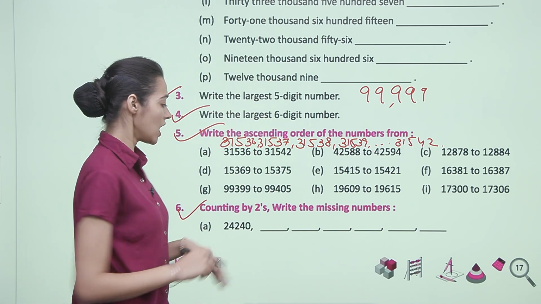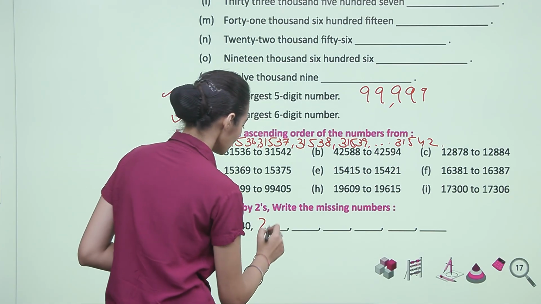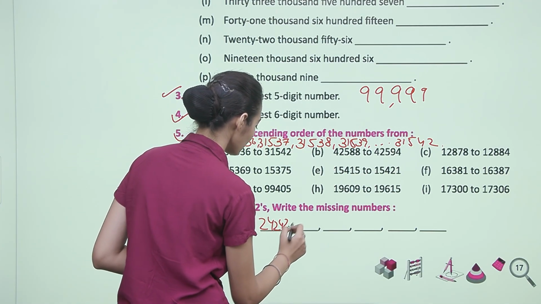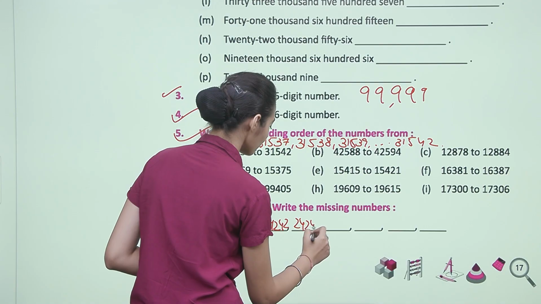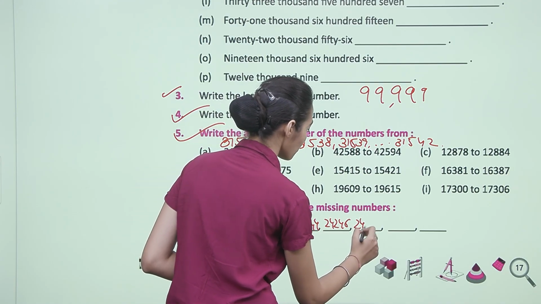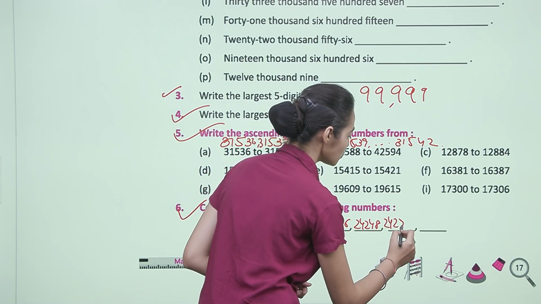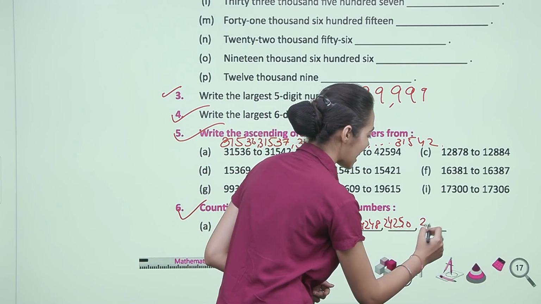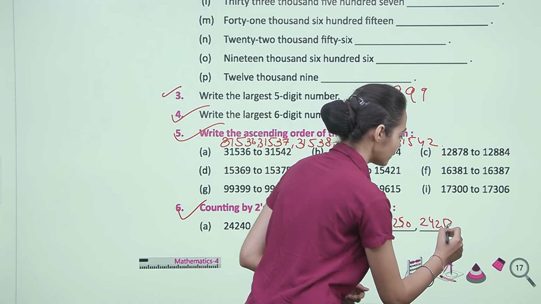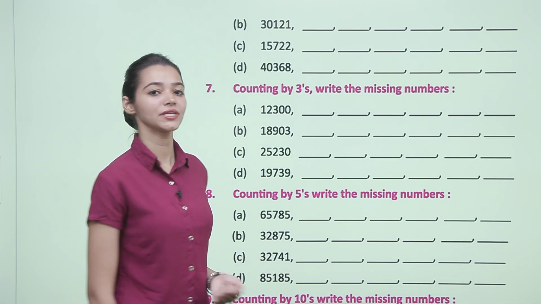Now in the next one, again we have to count by twos and write the missing numbers. That will be 24,242, 24,244, 24,246, 24,248, 24,250 and 24,252. That's how you can complete the remaining part.